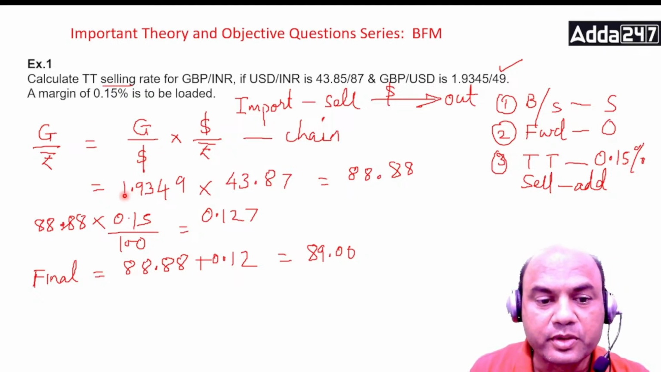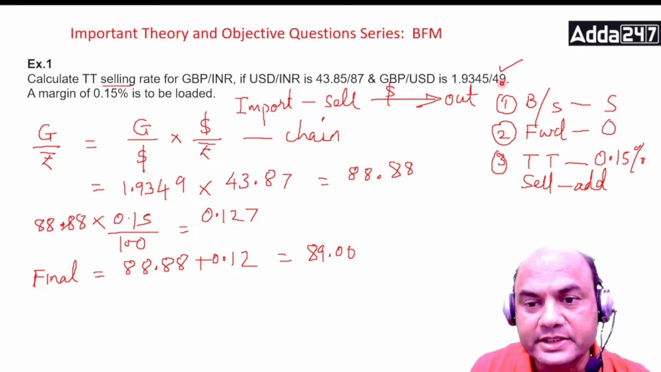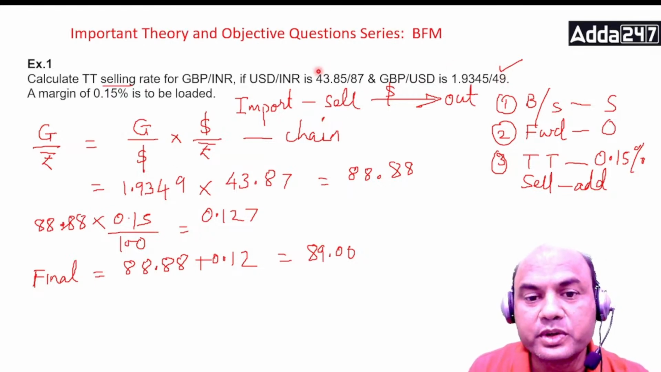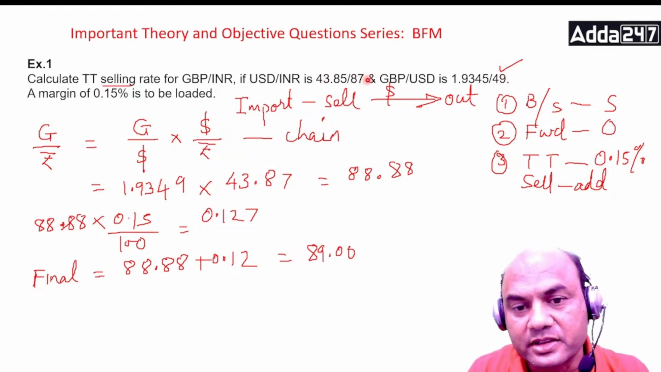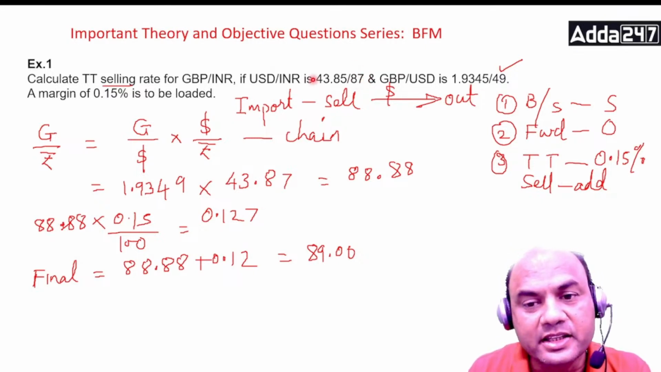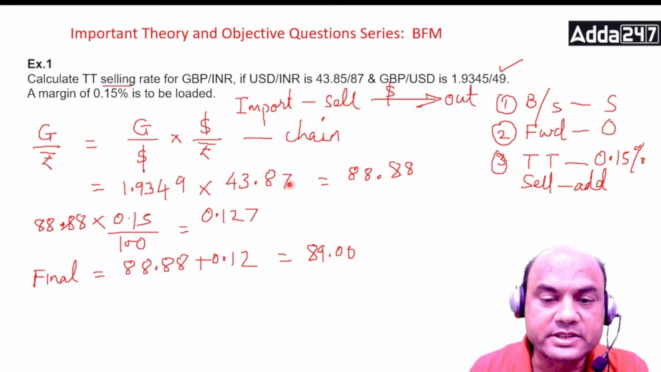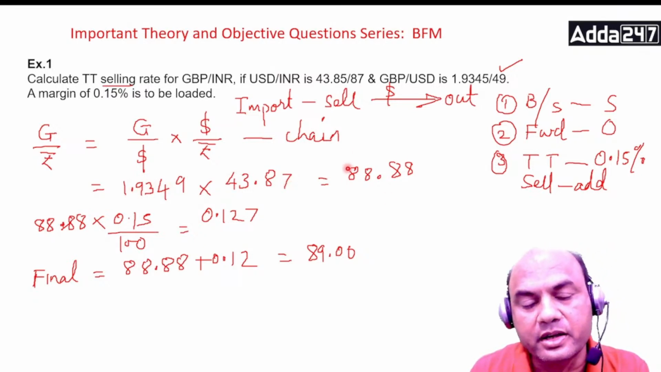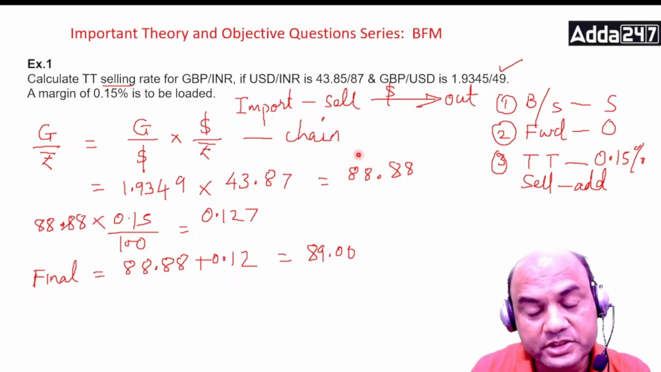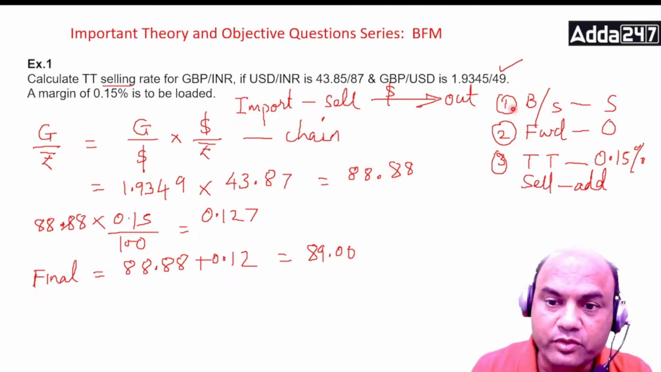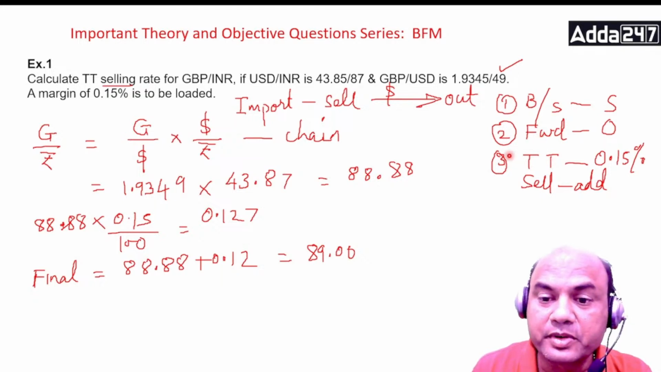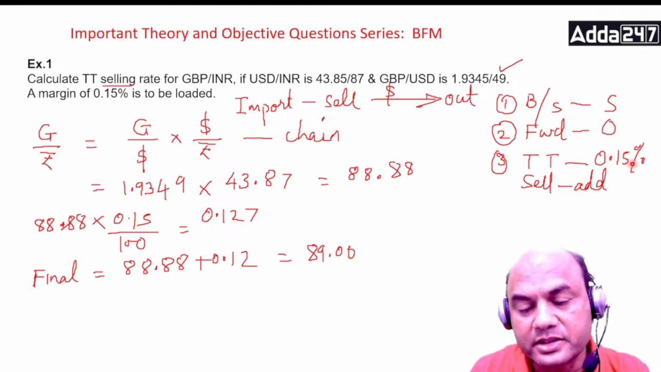So now solve this. GBP to dollar is 1.9349, right side, selling, into USD INR 43.87, selling. Right side is selling, left side is buying. So solve 1.9349 into 43.87. You'll get 88.88. So is this your final answer? See here, 1 is done, 2 is done, but what about 3? TT margin remaining, isn't it?